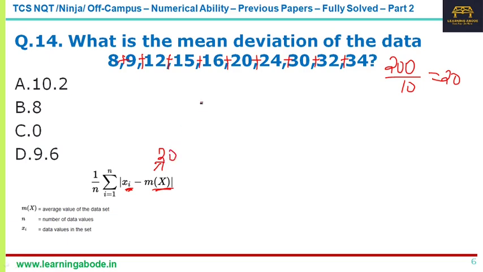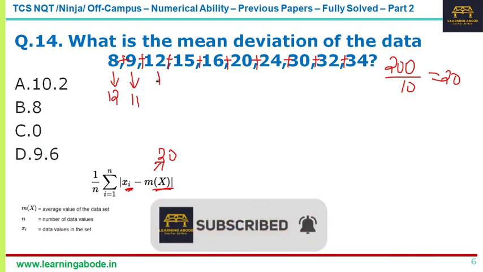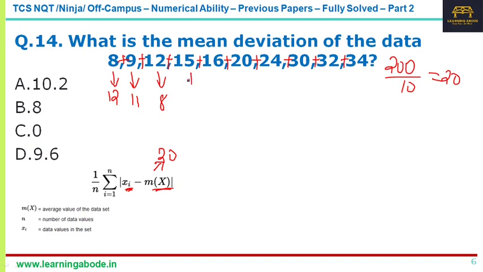Now we have to find the difference between each of these values and the mean. 8 minus 20 is 12. Now 9 minus 20 is 11, 12 minus 20 is 8, 15 minus 20 is 5, 16 minus 20 is 4, 20 minus 20 is 0, 24 minus 20 is 4, 30 minus 20 is 10, 32 minus 20 is 12, 34 minus 20 is 14.